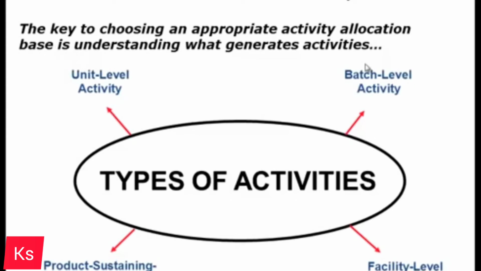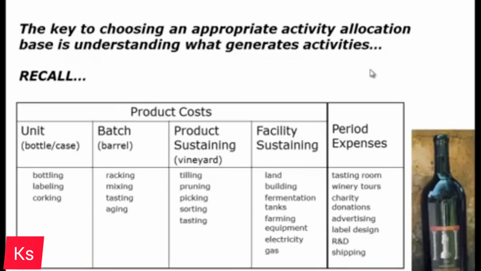So here we have the plant manager's salary and the depreciation on the factory. Remember on the first day of class, we put up on the board the different types of costs associated with making wine? And I put them in different columns. And I didn't really explain why I was doing that. But what I was doing was separating all the different product costs into these different categories of the cost hierarchy. We call this the ABC cost hierarchy.